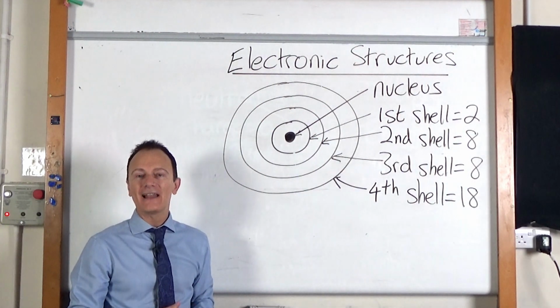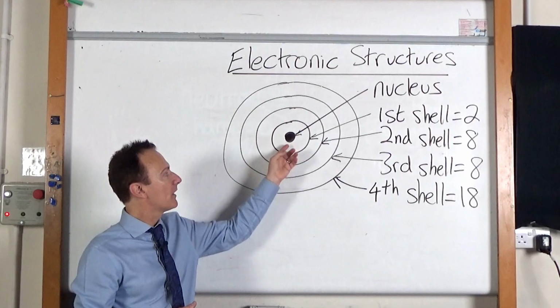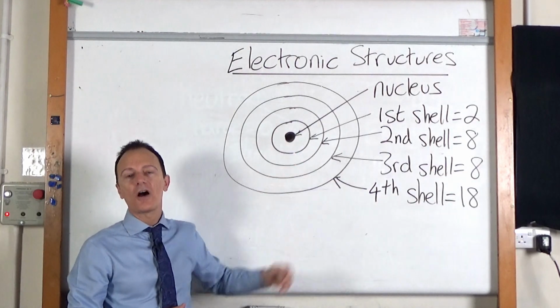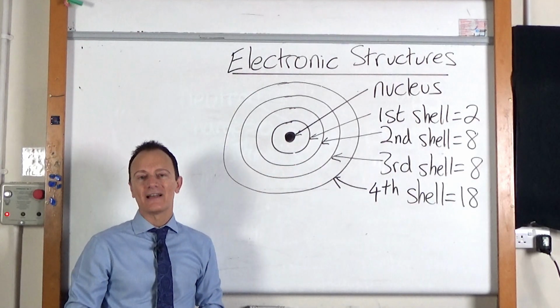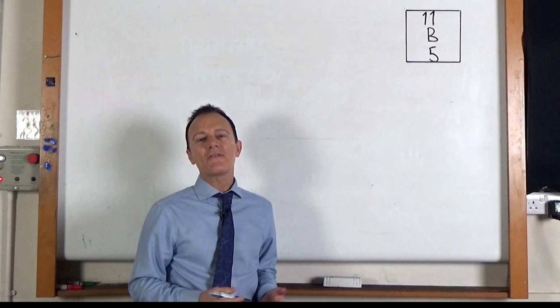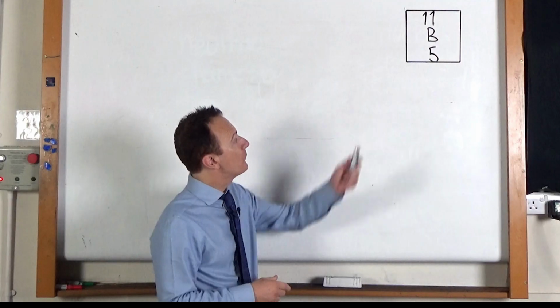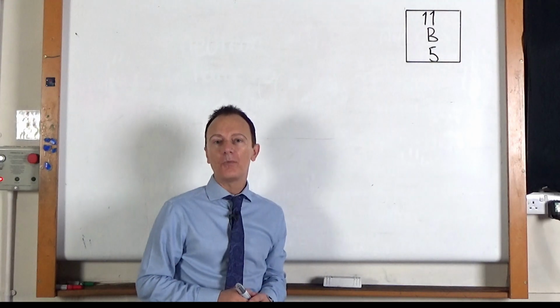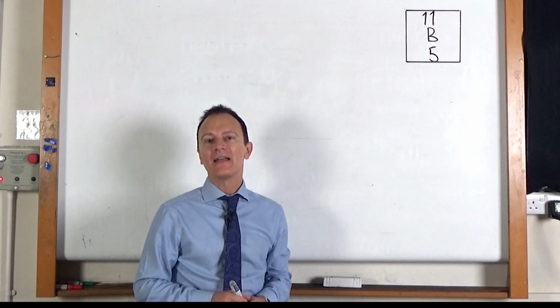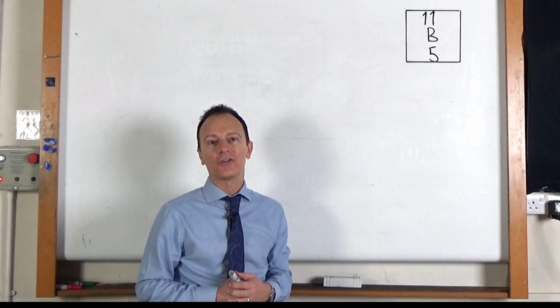And when we're drawing electrons on these shells, we will start at the inside and work our way out. So let's take a look at an example. Let's have a go at drawing the electronic structure of a boron atom. So from the periodic table, we can see that boron has the atomic number 5. That tells me I need to put 5 electrons somewhere.